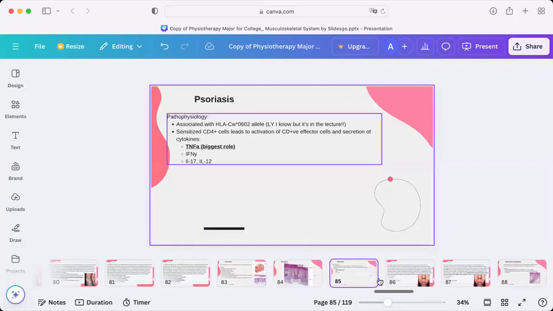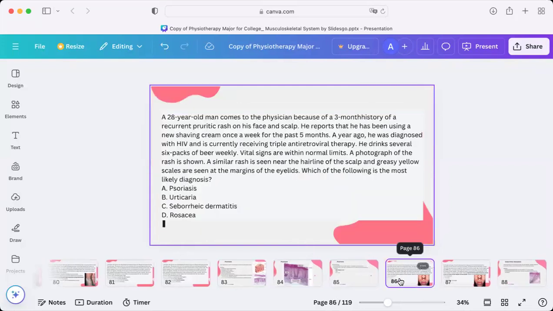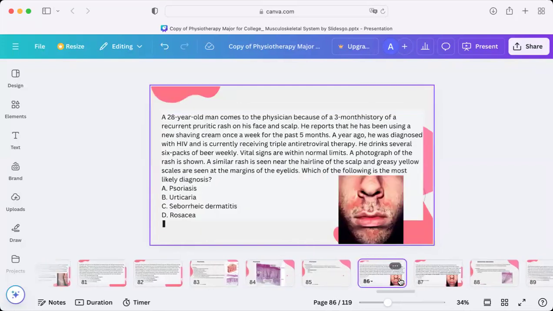This is just repeating what you guys said. Good job. So we have a 28-year-old man that comes to the physician because of a 3-month history of recurrent pruritic rash on his face and scalp. He reports that he has been using a new shaving cream once a week for the past 5 months. A year ago, he was diagnosed with HIV and is currently receiving triple antiretroviral therapy. He drinks several packs of beer weekly.